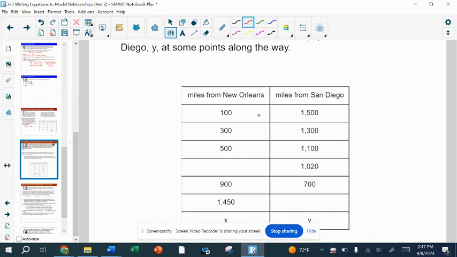But if I add these two together, I get 1,600. 1,600 here, 1,600 here. So you might have to do a little bit of subtraction for me, but if I did 1,600 minus 1,020, this should be 580. These also add up to be 1,600. Now, if they're 1,450 miles away from New Orleans, they have gone a really long way. They are only 150 miles away from San Diego.